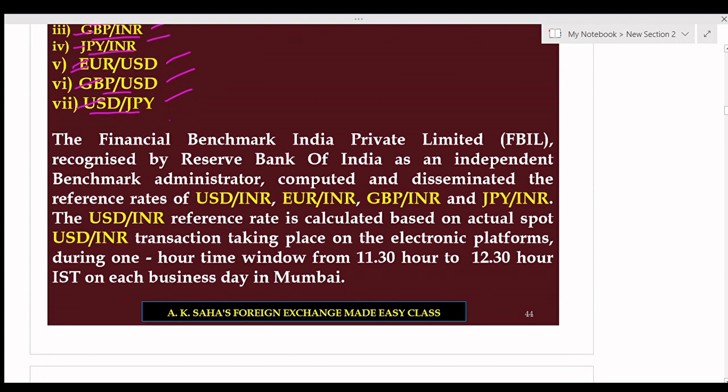Next, the Financial Benchmarks India Private Limited, FBIL, recognized by RBI, Reserve Bank of India, as an independent benchmark administrator, computes and disseminates the reference rates of USD/INR, EUR/INR, GBP/INR, JPY/INR. The USD/INR reference rate is calculated based on actual spot USD/INR transactions taking place on the electronic platforms during a 1 hour time window from 11:30 to 12:30 IST on each business day in Mumbai.